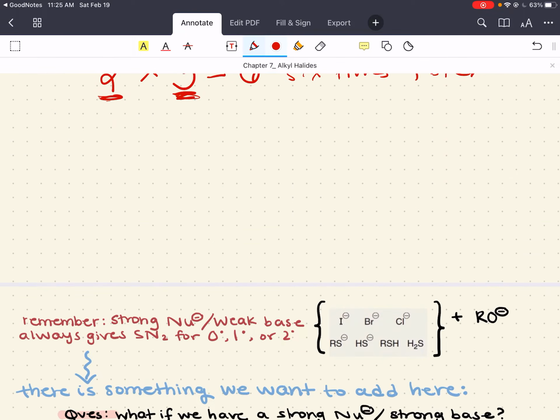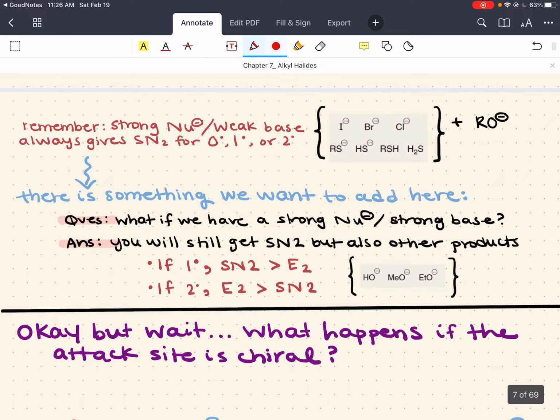To summarize, for a purely SN2 reaction, with no other side products, we need a strong nucleophile that is a weak base.